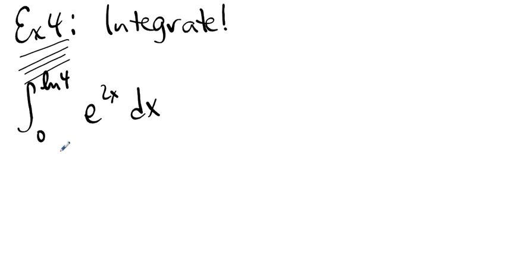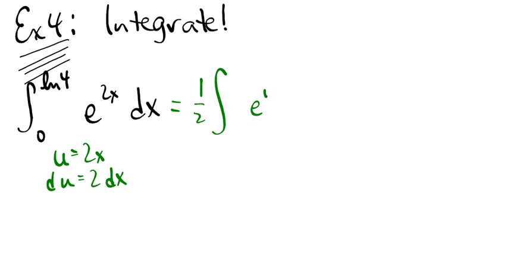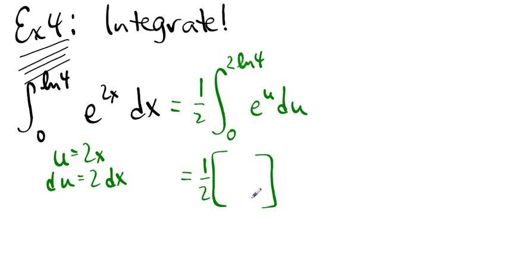And the only way to get e to the u du is to let u be 2x. And then du is 2dx. So this turns out to be 1/2 the integral of e to the u du from 0 to 2 ln 4. Notice the change in the limit there. So what is that? Well, that's 1/2 e to the u from 0 to 2 ln 4.